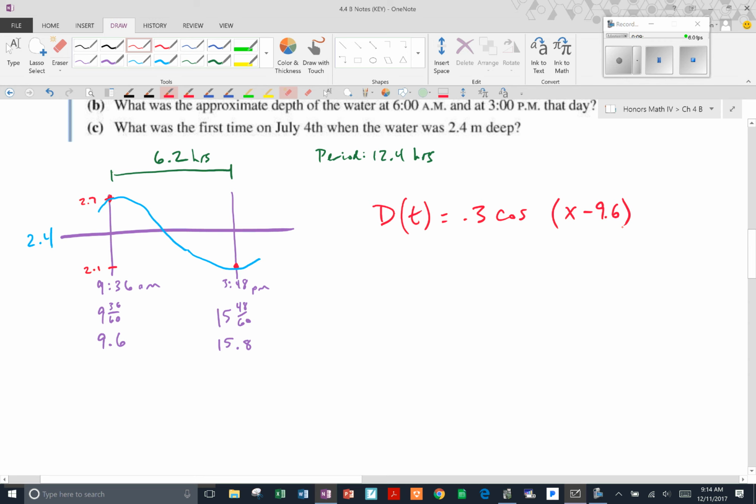Okay, anybody find that b value yet? We know that b equals 2 pi over 12.4. b is then pi over 6.2. With all the work that we've done, we're going to be okay with having that decimal in the fraction. Do I need to shift it up or down at all? Up to our midline of 2.4.